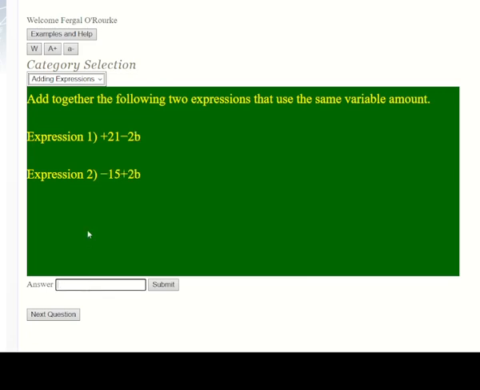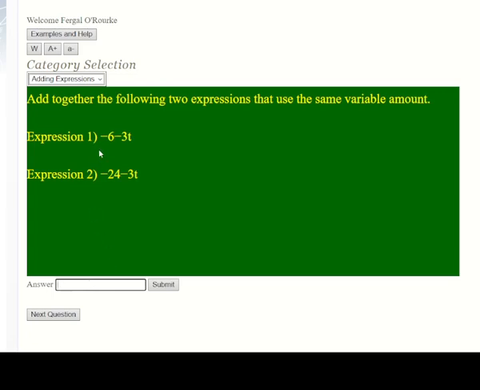Let's do another example. Here's the constant part, here's a variable part. Here's the constant part, here's a variable part. If we put together the constant parts, we've got plus 21 and negative 15. You put them together, you get positive 6. What about the variable parts? We've got plus 2b minus 2b, so we end up with 0b. But there's no point putting in 0b because it just means 0. So we'll leave it as plus 6.